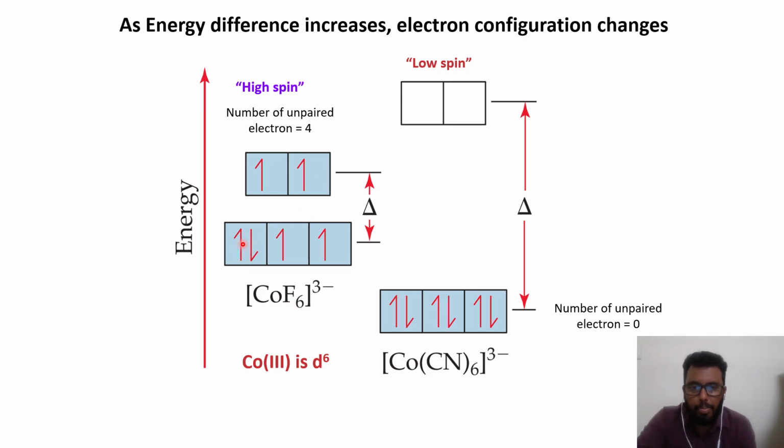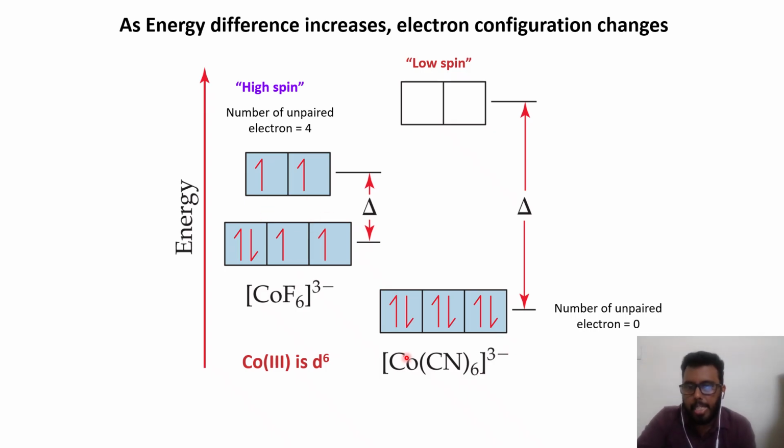So the first electron will occupy t2g1, second, third. Now the fourth electron will jump to Eg1. The fifth electron will jump to Eg2. Then only the sixth electron will move to t2g1. So now you will have 4 unpaired electrons. So the number of unpaired electrons is 4. So this is a high spin complex. The more the number of unpaired electrons, the higher the spin.